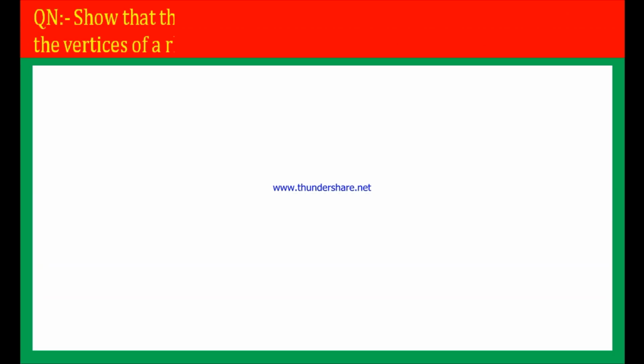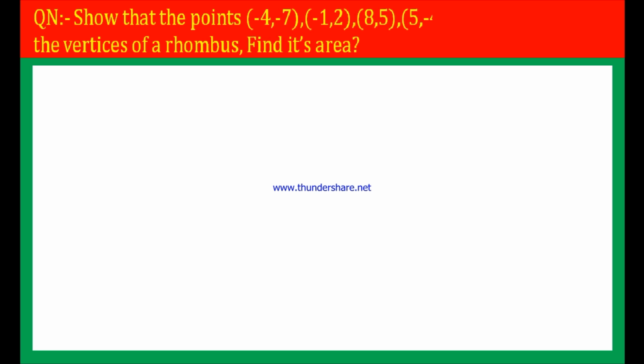Another question. Show that the points minus 4, minus 7, minus 1, 2, 8, 5 and 5, minus 4 taken in order are the vertices of a rhombus and also find its area. I shall repeat. Show that the points minus 4, minus 7, minus 1, 2, 8, 5, 5, minus 4 taken in order are the vertices of a rhombus and also find its area. This question appeared in June 2015 and March 2018.